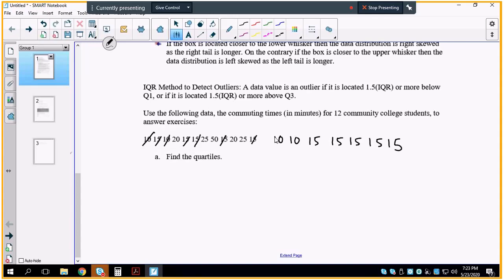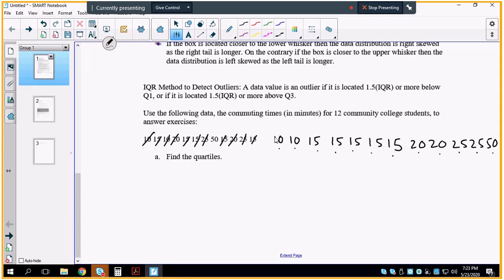The next commuting time is 20. I see 2 of them. Then I have 25 twice, and then I have 50 once. So these are my 12 data: 1, 2, 3, 4, 5, 6, 7, 8, 9, 10, 11, 12.